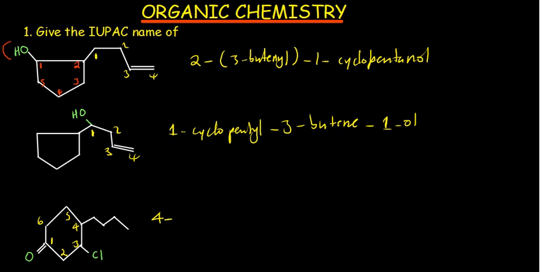So that will be 4-butyl. And then at position number 3, we've got a chloro. And then this is a cyclo. So I can also state the position. At position number 1, we have got a cyclohexane. But it will not be just hexane because it's now a ketone, so hexanone. So that is going to be the name.